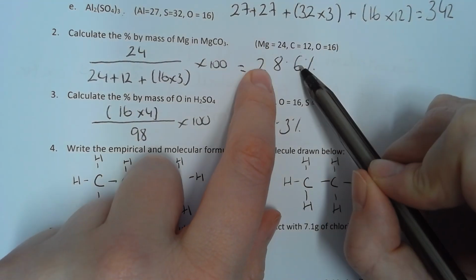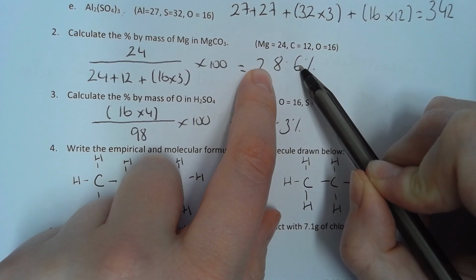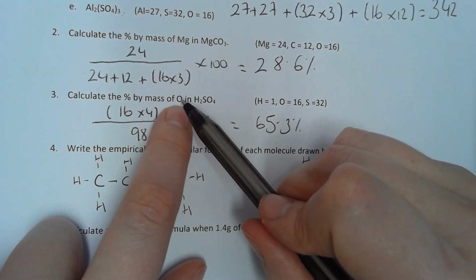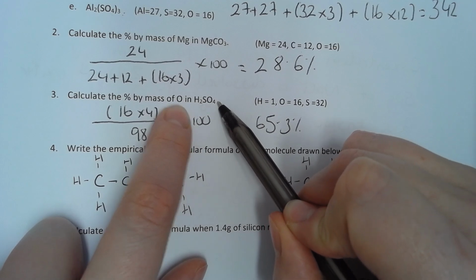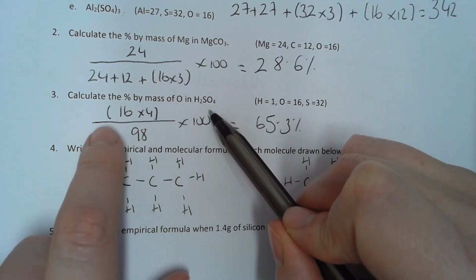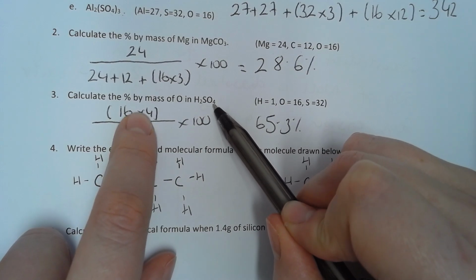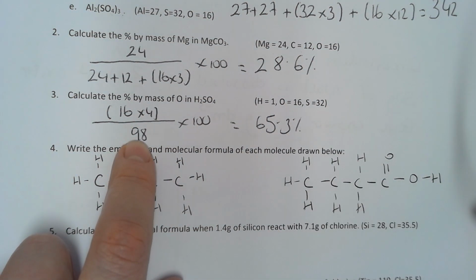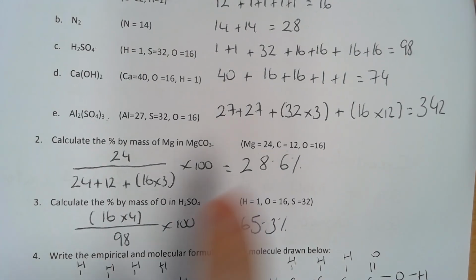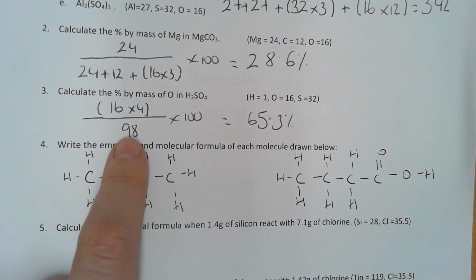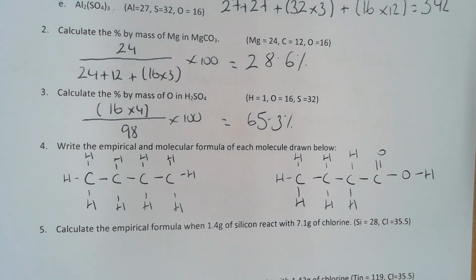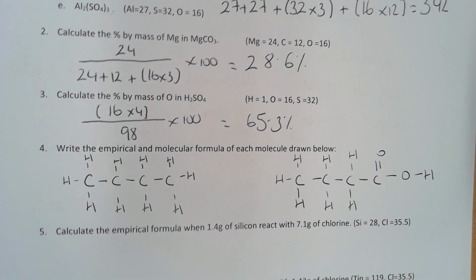When I work all that out, I get 28.6%. The next one, I'm looking at oxygen in H2SO4. Now there are 4 oxygens, so I've got 4 times 16 at the top. At the bottom, I work out H2SO4. I'd already done that in question 1. I know it's 98. When I times it by 100, I get 65.3.